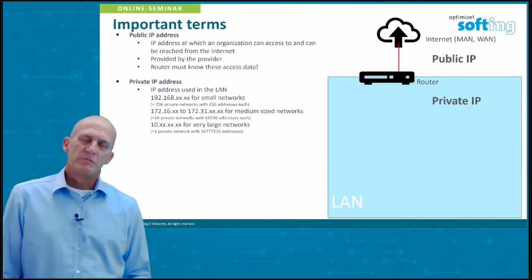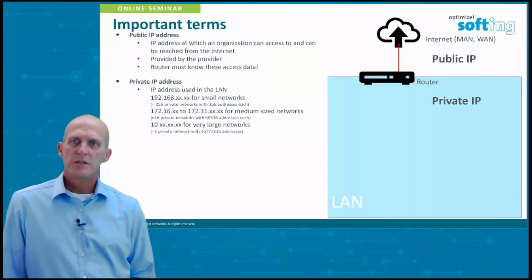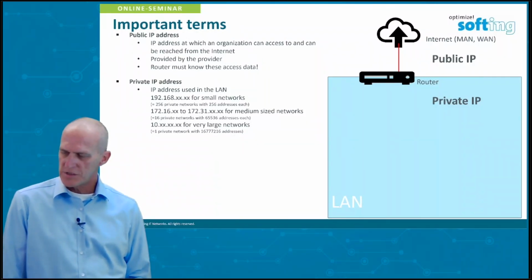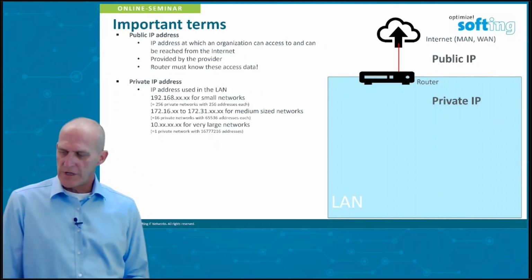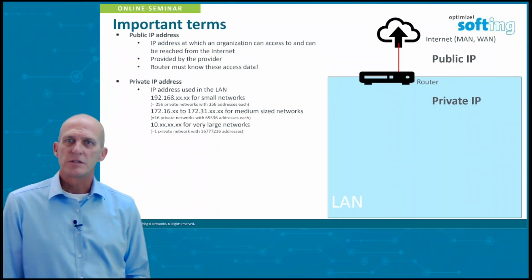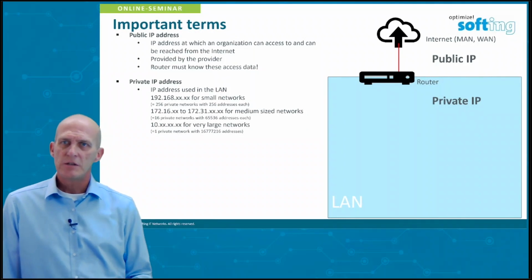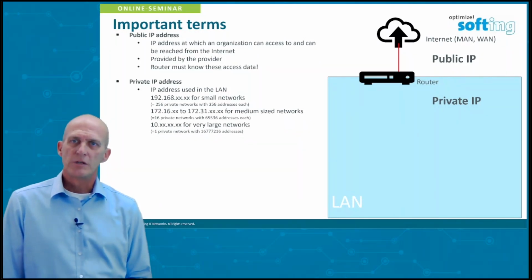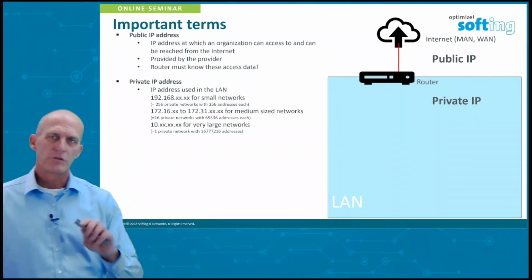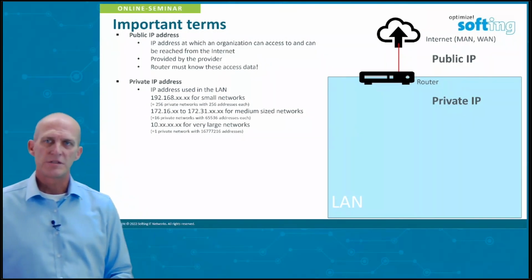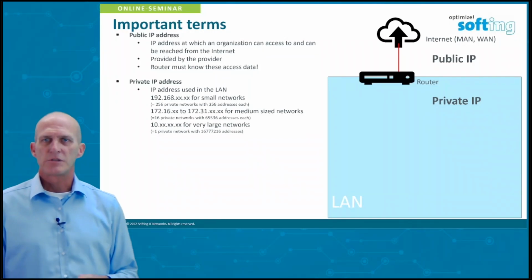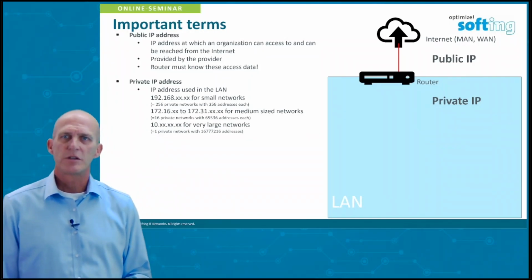There are some address ranges that are basically used. The 192 range is for small networks. The 172 range is for medium and larger networks, and the 10 range is reserved for very large networks. We don't go into details right now, it's not so important, but those are basically the three address ranges that are typically used.